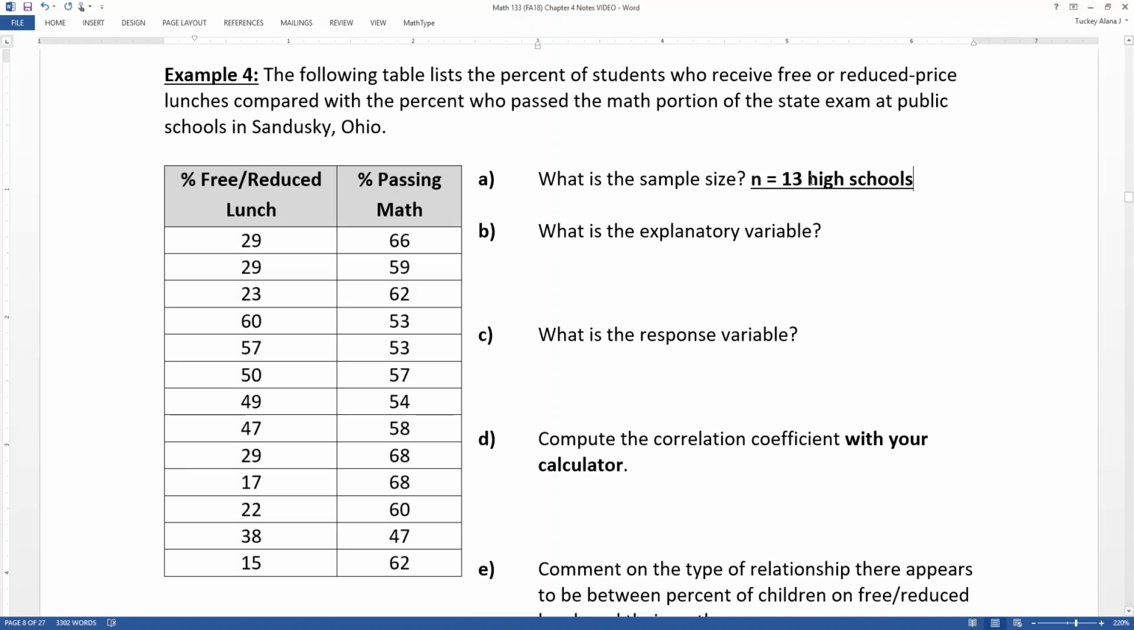So there were 13 public schools. I believe they were high schools because of the way this particular problem worked, but I'll just say public. Maybe they were middle schools too.